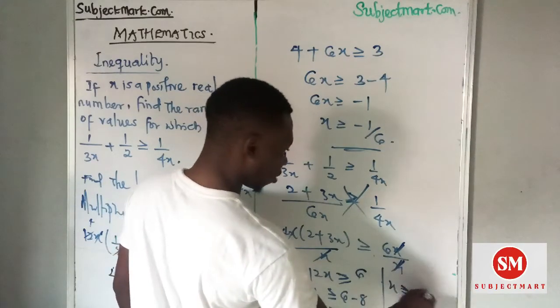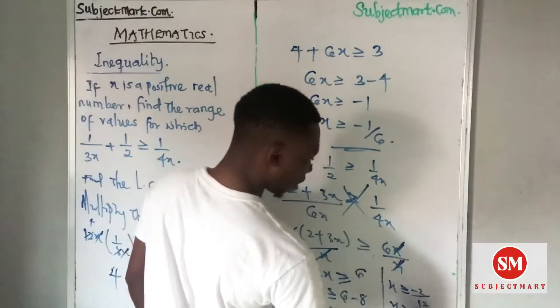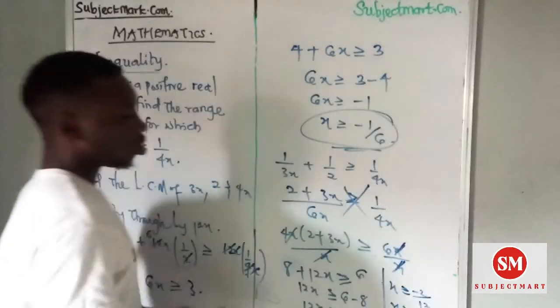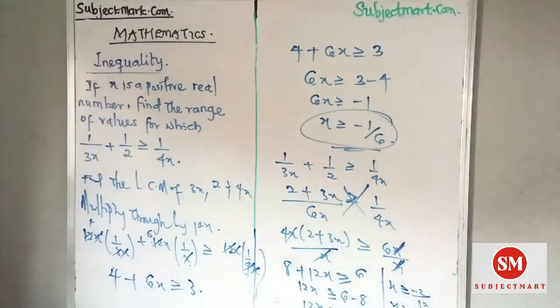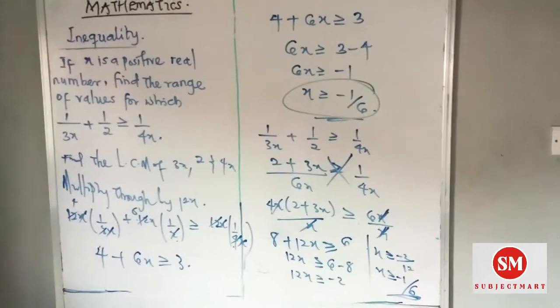So x is greater than or equal to minus 2 divided by 12. So x is greater than or equal to minus 1 over 6. That's the same thing we got here. So whichever way you deem fit, you can solve this particular problem using that particular pattern.